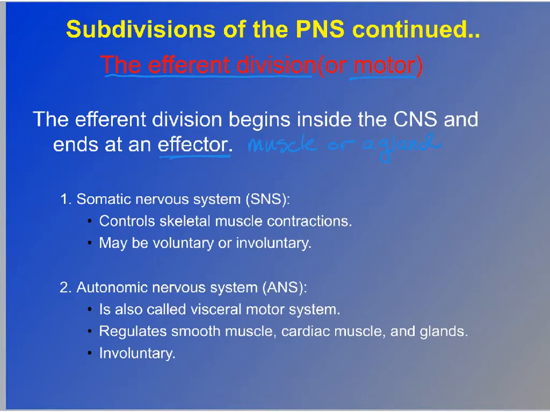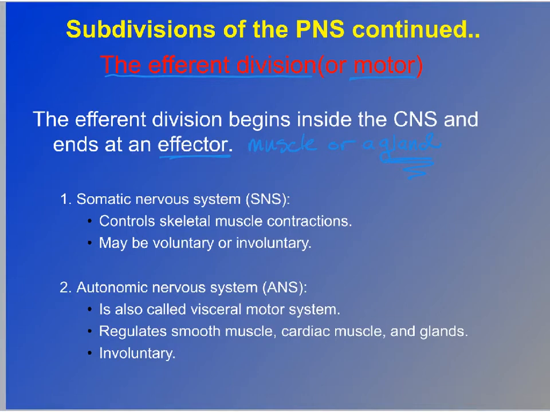Not all responses to a particular stimulus require a muscle contraction. Some stimuli require a gland to release some sort of hormone, or it could be sweat or some sort of secretory product. So the efferent division of the peripheral nervous system is also called the motor division, sending information out to a muscle or a gland.